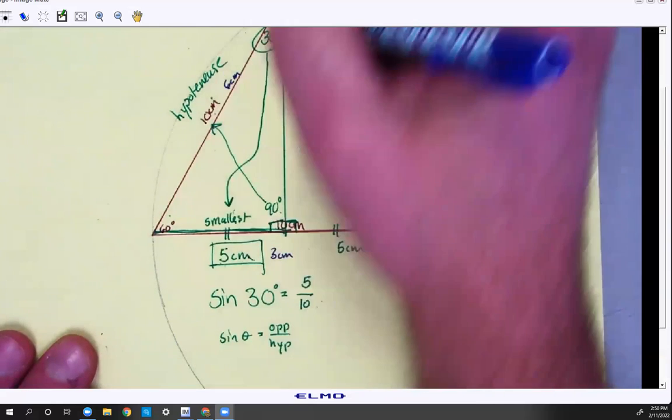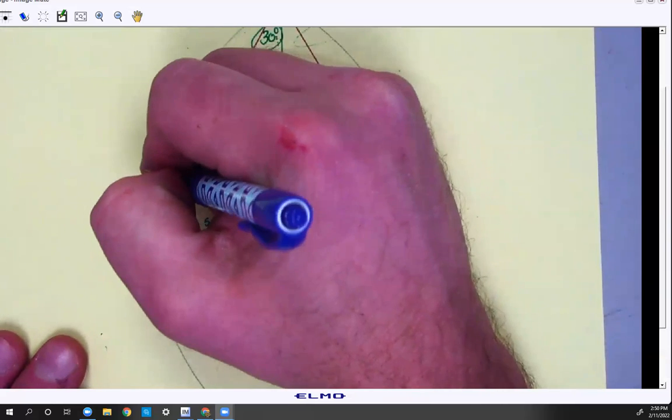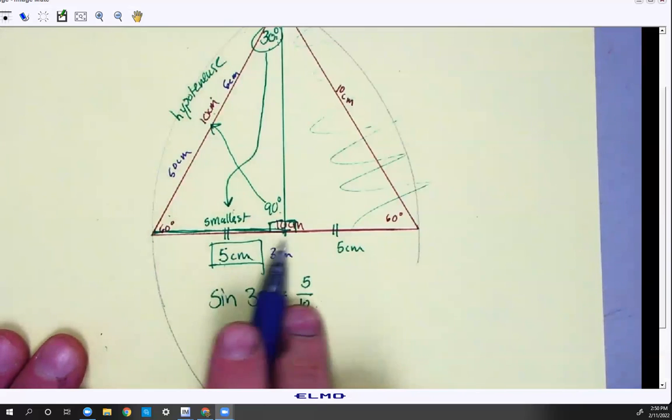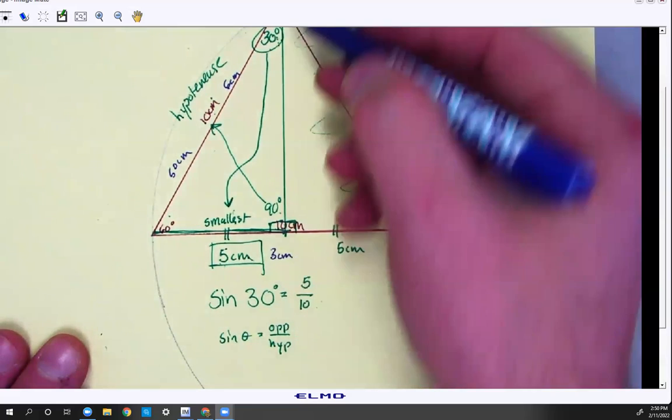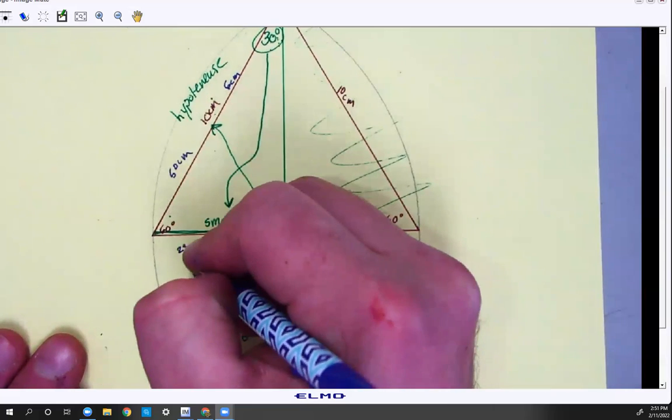If I told you the hypotenuse was 50 centimeters, could you figure out how long the smallest side was? Well, it used to be 50. And then what do we do to it? We cut it in half.